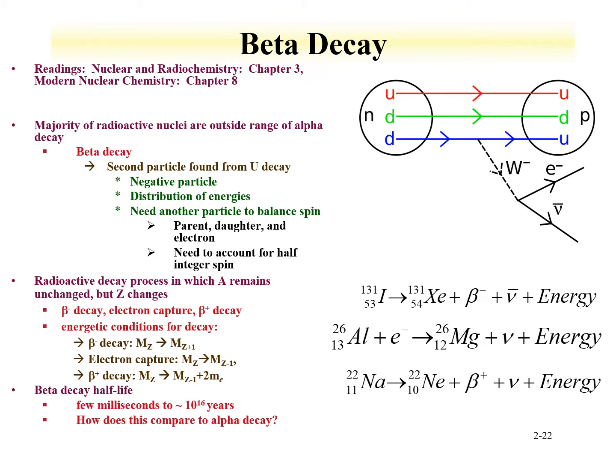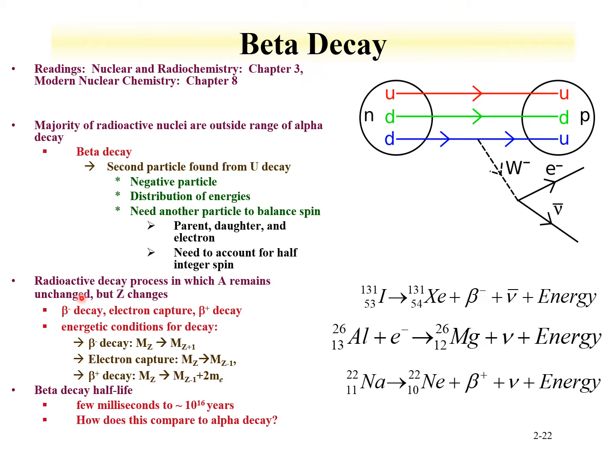In beta decay, the total mass remains unchanged, the A remains unchanged, but Z changes. For beta decay, electron capture, and positron decay, we get different changes in the Z. For beta minus decay, where an electron is emitted, a neutron is converted to a proton. For electron capture and positron decay, a proton is converted into a neutron.